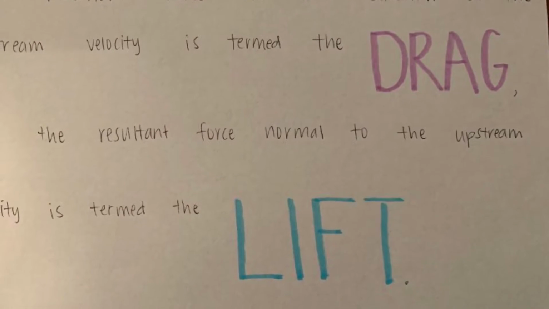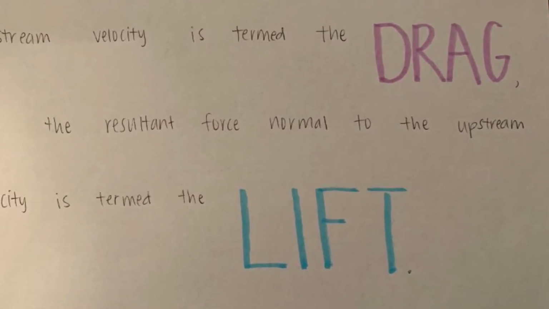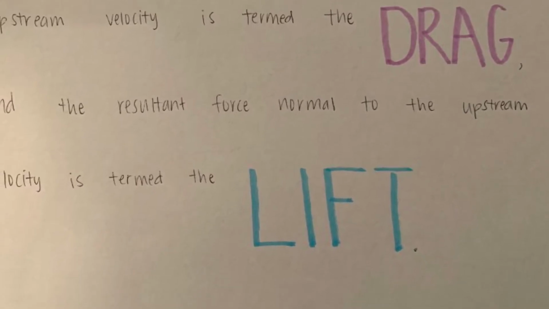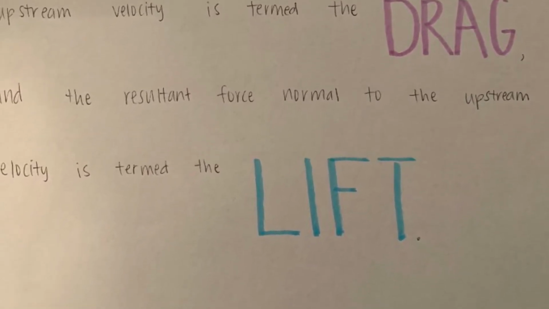The book explains that the resultant force in the direction of the upstream velocity is termed the drag, and the resultant force normal to the upstream velocity is termed the lift.